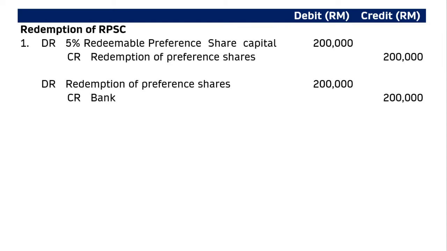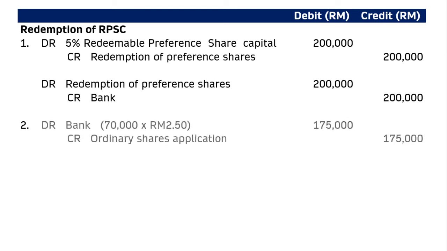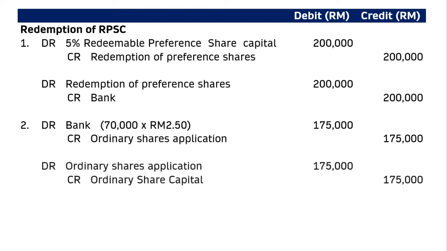Step number 1 is redemption and also paying to your shareholders. Step number 2, the issuance of shares. Debit bank. Okay, you sold 70,000 units of shares at 2.50 ringgit each. Credit OSA 175,000, and then send it to your OSC account from OSA account. Okay, that's it. So 2 steps done.